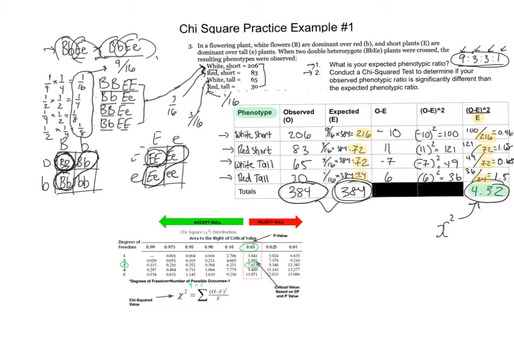So in comparison to my chi-squared, it is less than my critical value, and so therefore I am going to accept my null hypothesis, which was that differences between my observed and expected values are not significant. They're just due to random variation. Okay, so that was our first chi-square practice example.